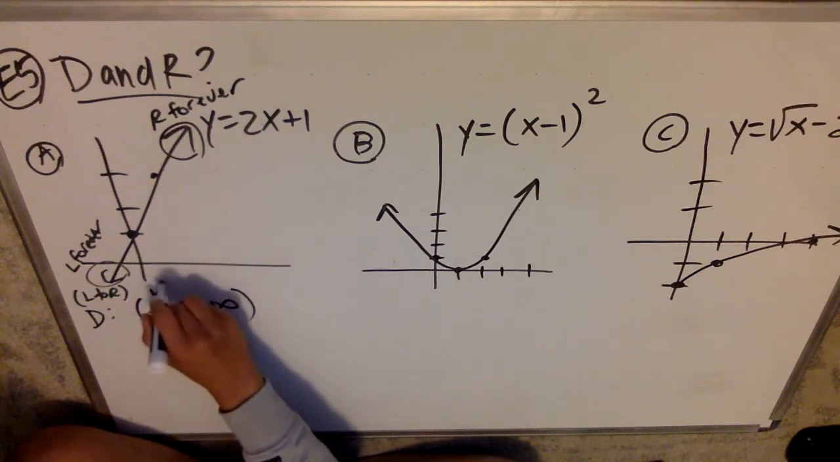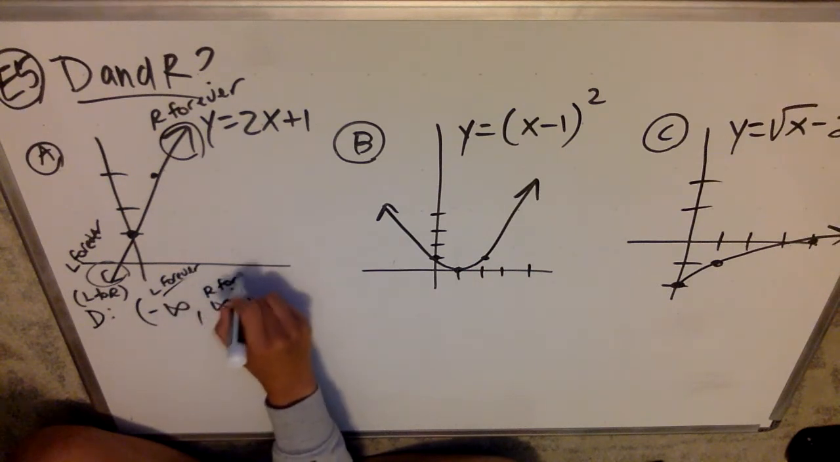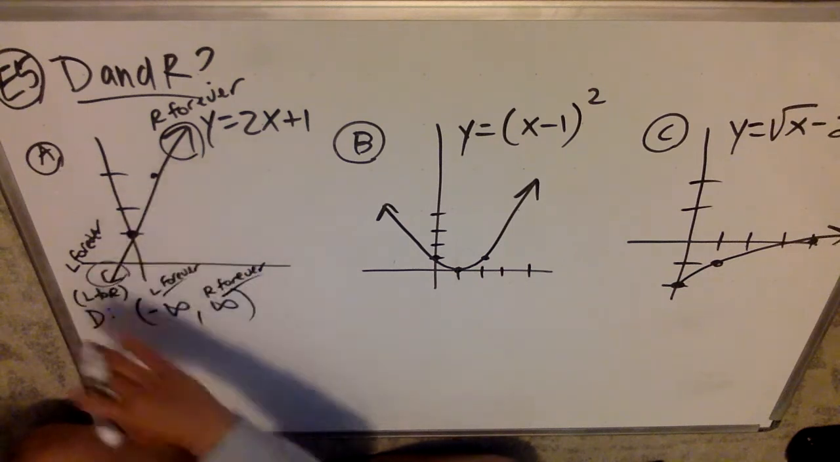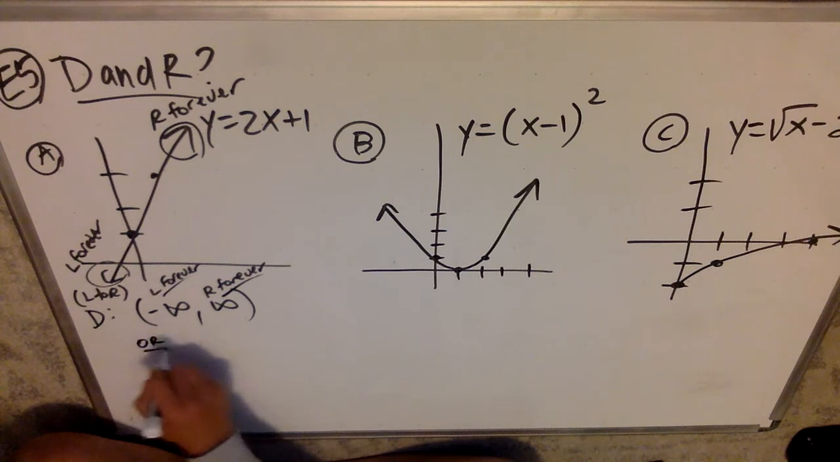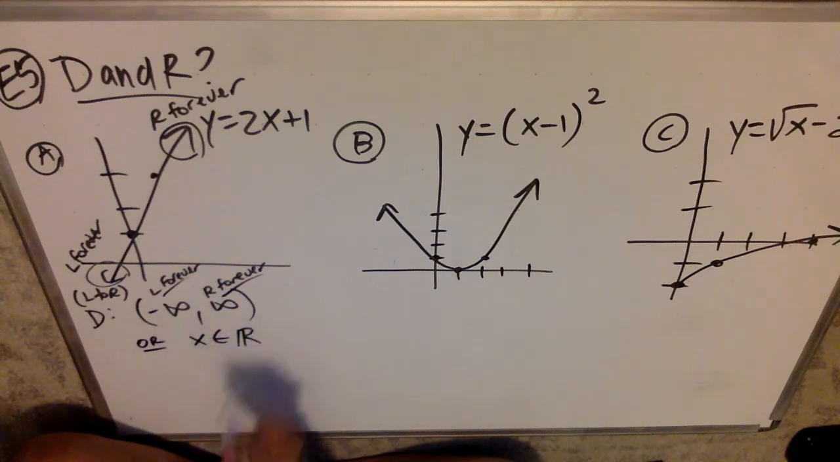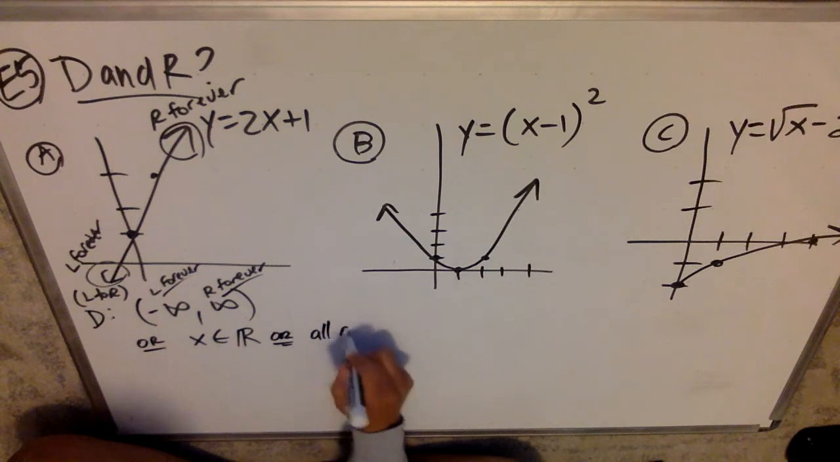Negative infinity for the x's means left forever, positive infinity for x's means right forever, and this graph is doing both of those because of the arrows. There are two other ways to write this. You could write x is an element of reals, which means any real number, or you could write all real numbers.